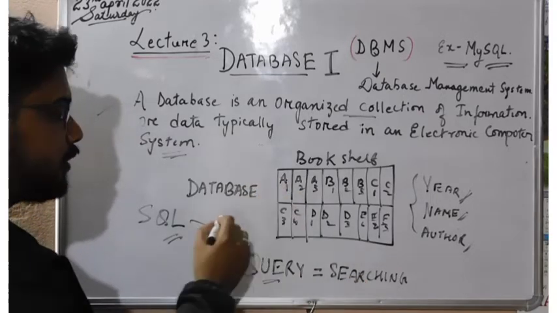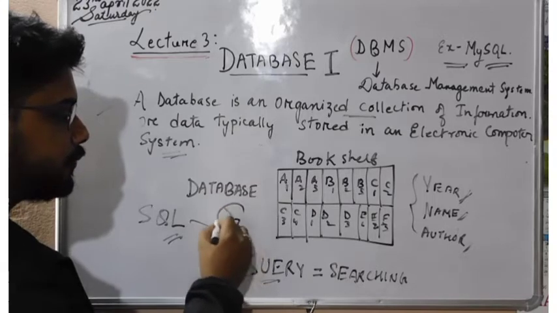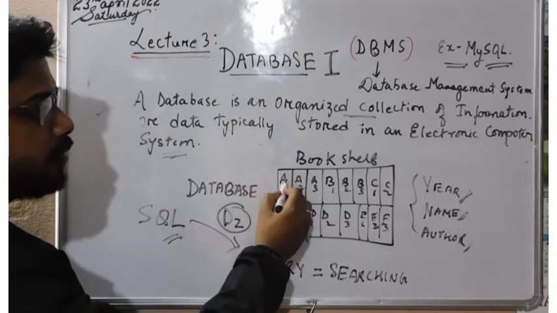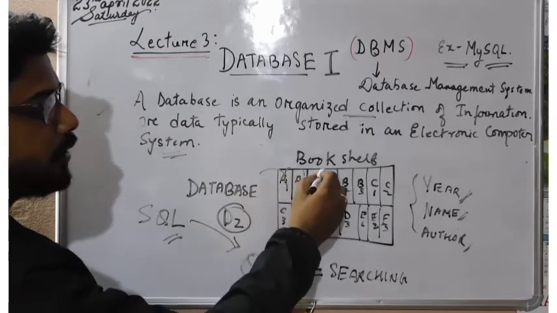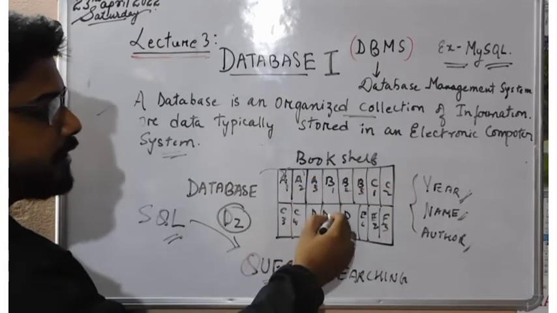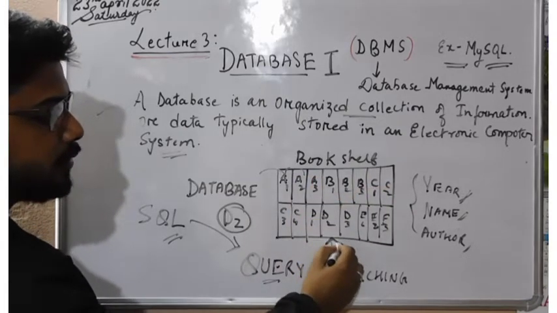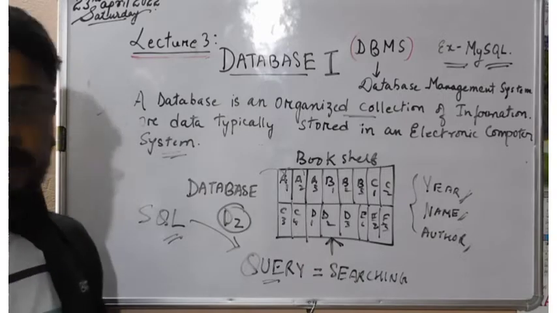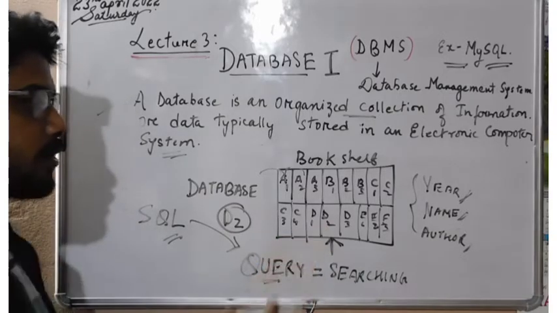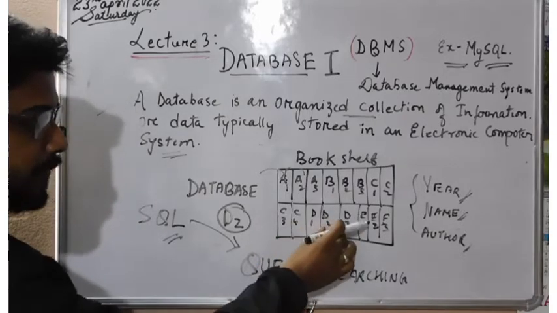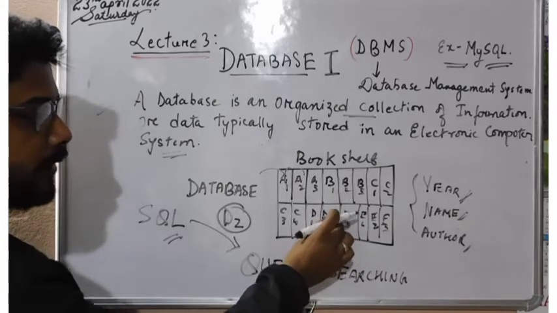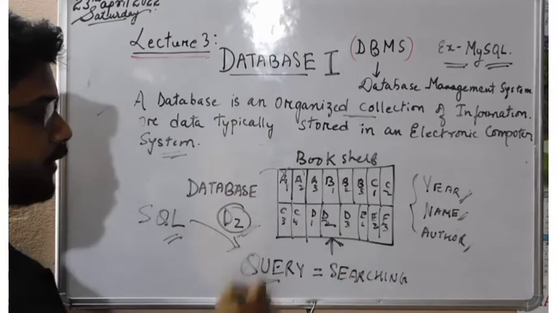So we will look for the book, let's say D2. I am looking for the book D2. It will go on searching here, and finally at this point, it has found the book D2. I have found this book D2. I will take this book out and it is available with me, right?